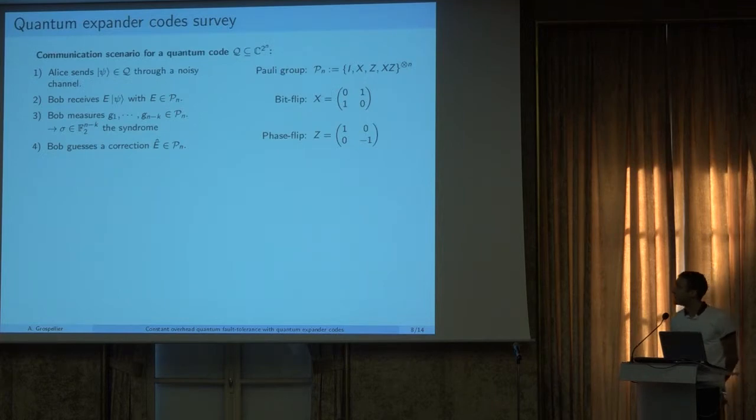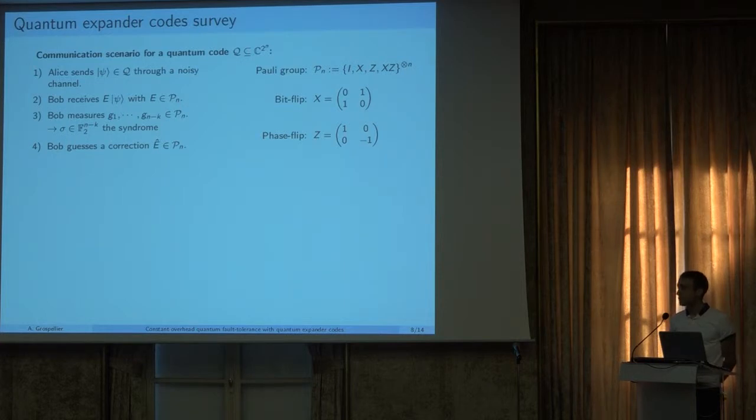Okay, so this slide is a quick survey on quantum expander codes. To do that, I will use the communication scenario. As in the classical case, in the communication scenario, Alice wants to transmit some information to Bob. So she takes a quantum state in the code Q, and she sends it through a noisy channel. Then Bob receives psi, on which some Pauli error E has been applied.